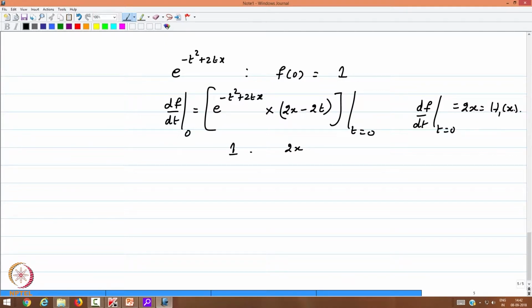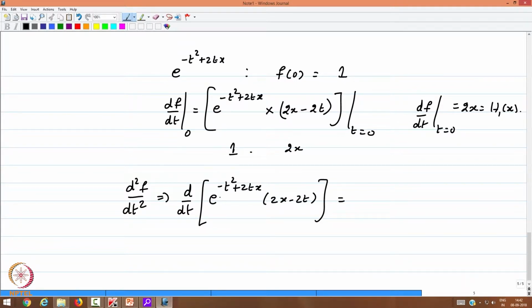Now, d square f by dt square, we will take the derivative from this point, namely d by dt of this function, e to the minus t square plus 2tx times 2x minus 2t, because it is already the first derivative. And so this will give you again 2x minus 2t whole square times e to the minus t square plus 2tx, and then you have the derivative of the other term, which is e to the minus t square plus 2tx times minus 2.